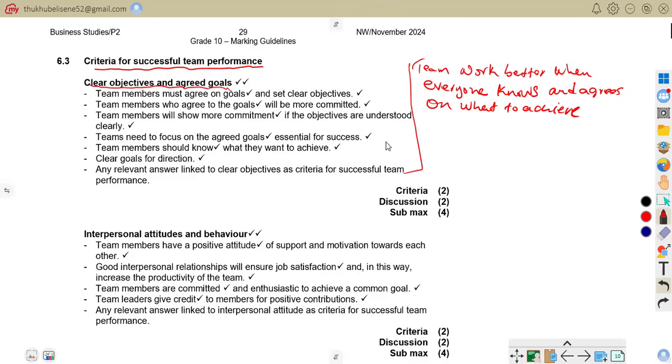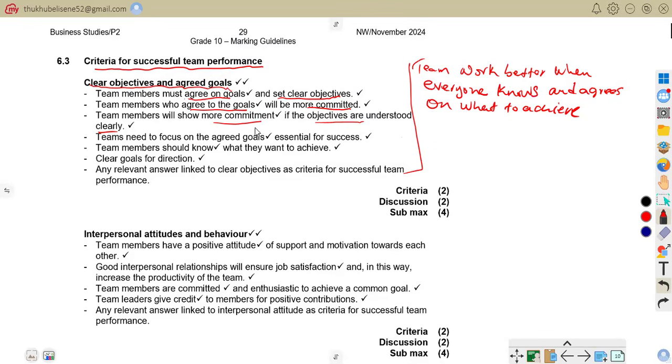For example, a sales team sets a goal to increase monthly sales by 10%. So here it says team members must agree on goals, like we've said, and set what? Clear objectives. Team members who agree to the goals will be more committed. Team members will show more commitment if the objectives are understood clearly.